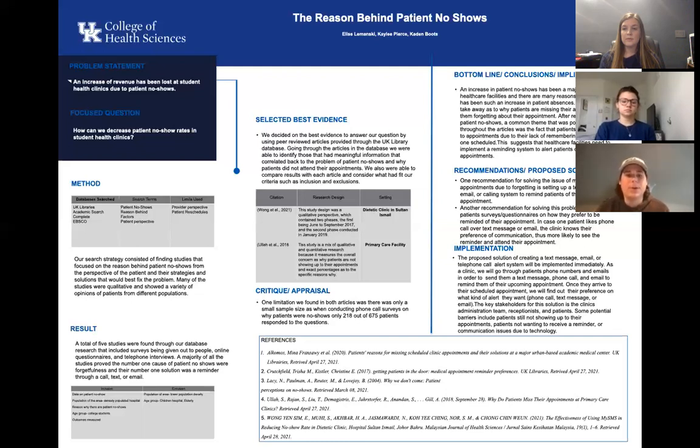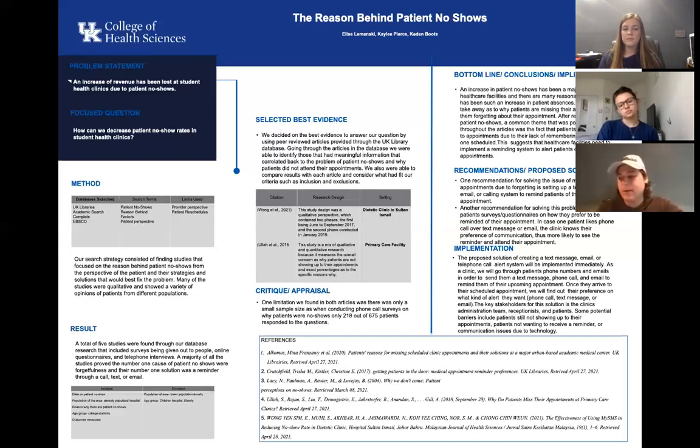The first source that really stuck out was by Wong et al. in 2021. This study design was a qualitative perspective, which contained two phases, which the first began in June to September 2017, and the second phase was conducted in January 2019. The setting was in a dietetic clinic in Sultan Ismail.